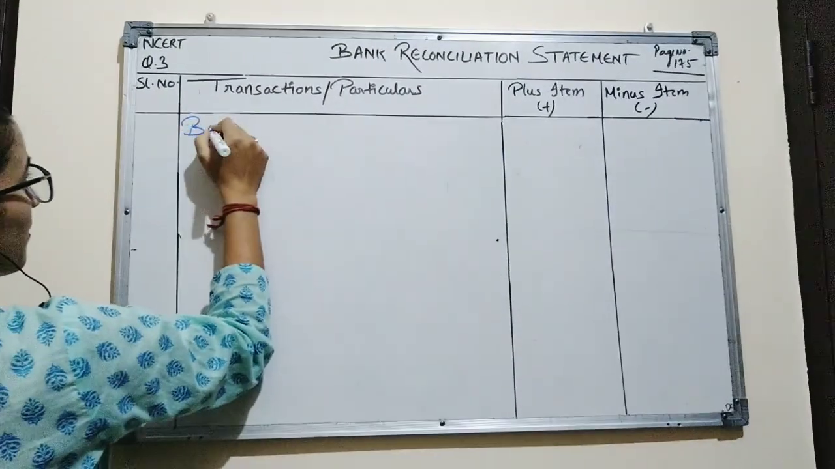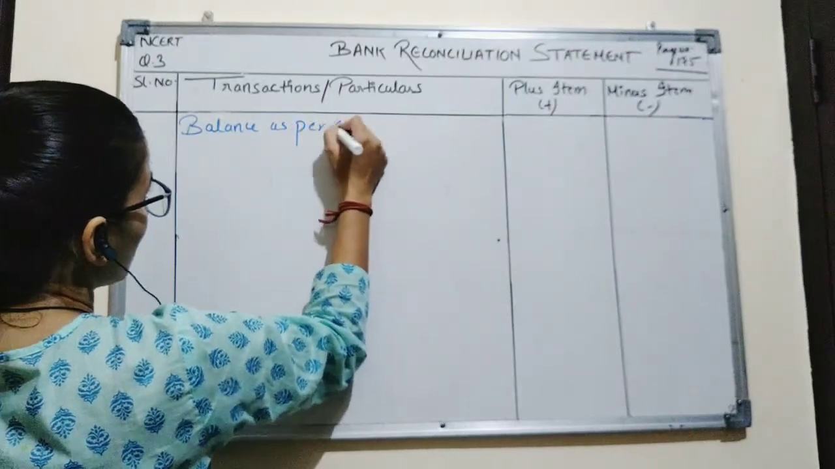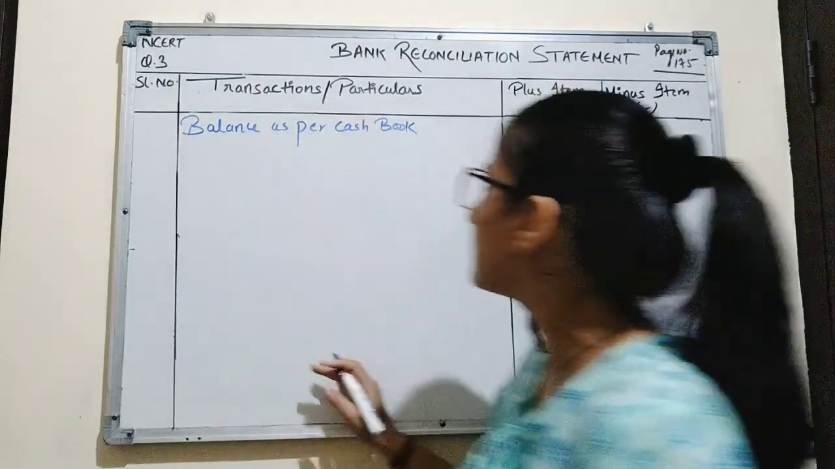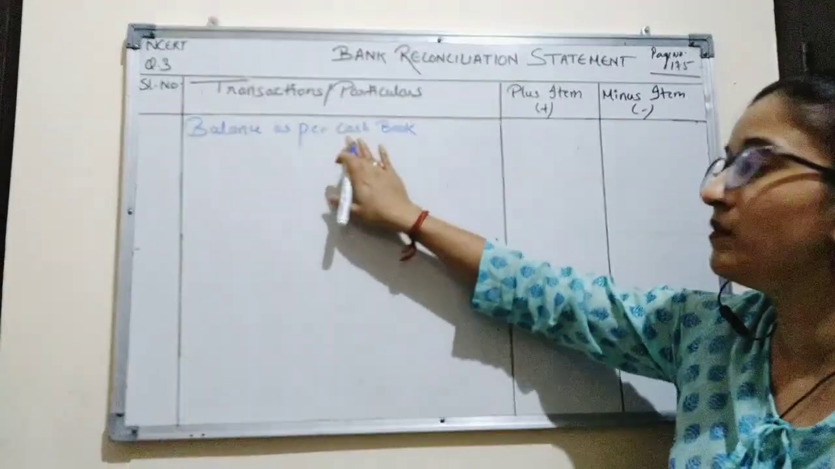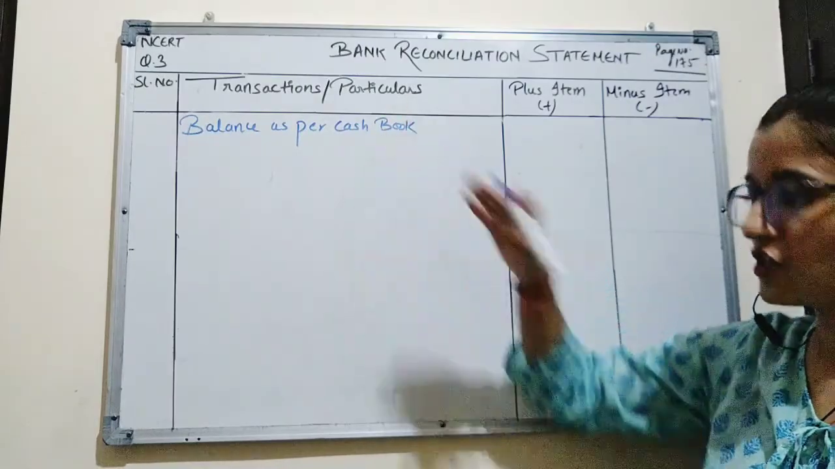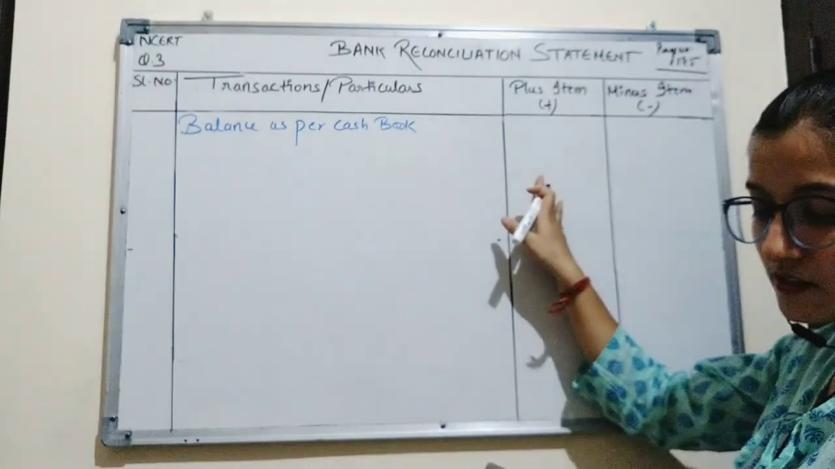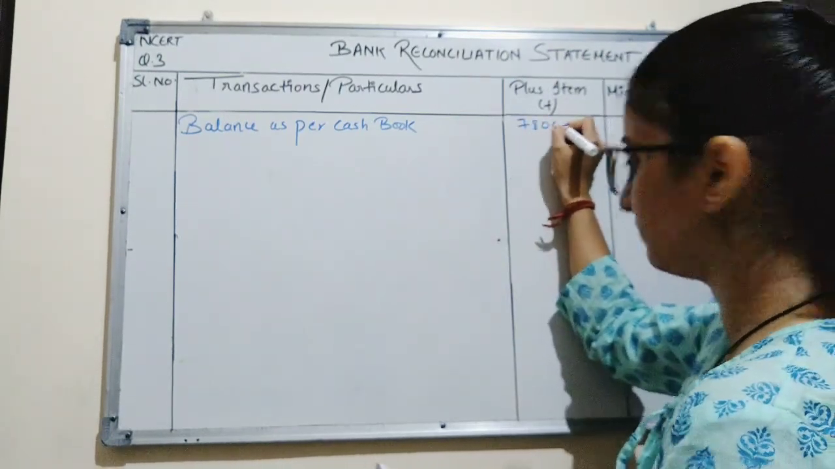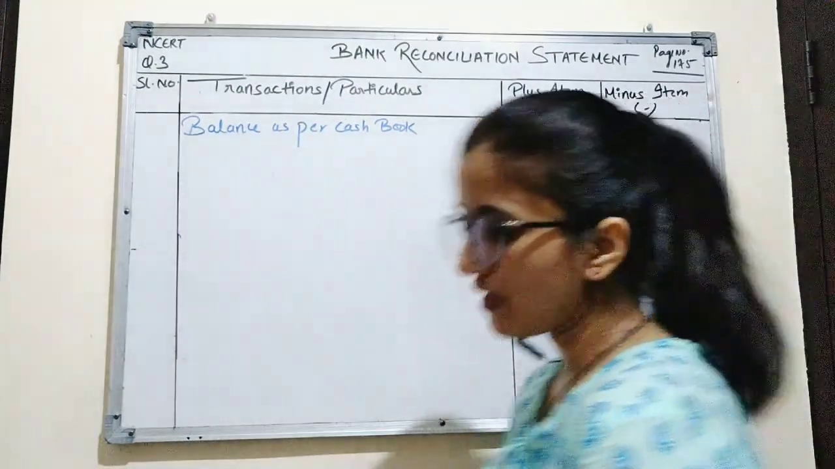So here we will write balance as per cash book, which means in this question we will record all the transactions from the perspective of cash book. Now the balance is given as positive, so it is a favorable balance. We will write this balance in plus item: 7800.